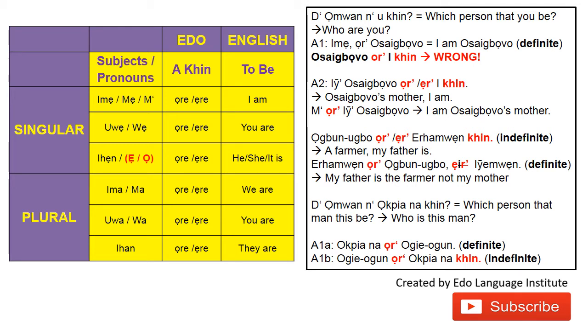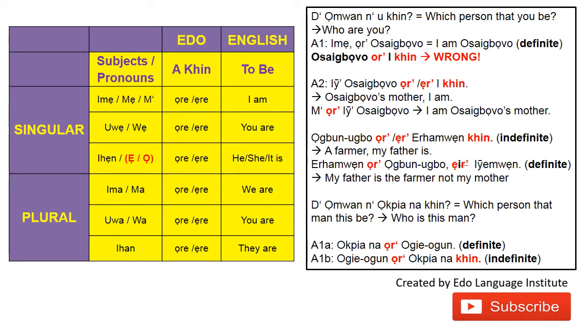So which person is this man? Again, who is this man? One way to respond to that question is Obiana or Ogyogun. By the way, Ogyogun is the word for blacksmith in Edo language. Ogie is a king, the word for king. Ogun is iron, the word for iron. So it's the king of iron, the iron king, because blacksmiths work with metals. So Ogyogun is the word for blacksmith.